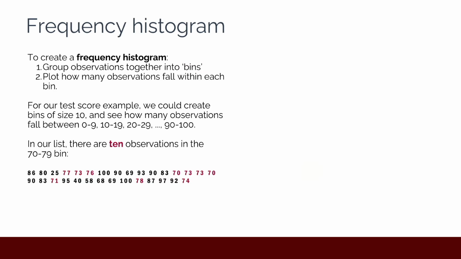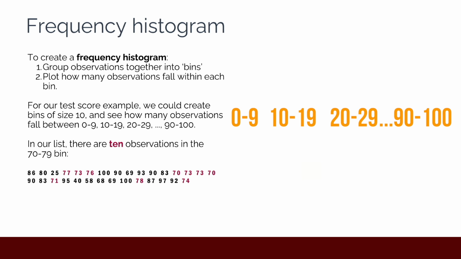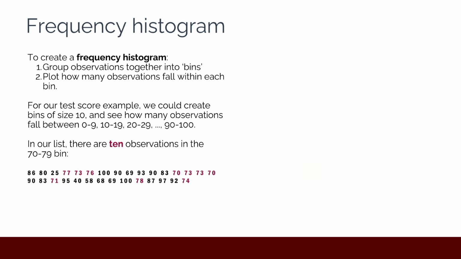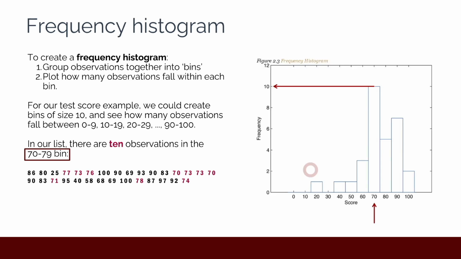For our test score example, because it's test scores, it maybe makes sense to group it in bins of 10. So marks from 0 to 9, 10 to 19, 20 to 29, all the way up to 90 to 100. We can focus here on the 70 to 79 bin. And you can look through this data and check, I've highlighted in red, there are 10 observations that fall within the 70 to 79 bin. And we can then plot this on a graph. So where there's the 70 to 79 category, we plot that there are 10 observations.